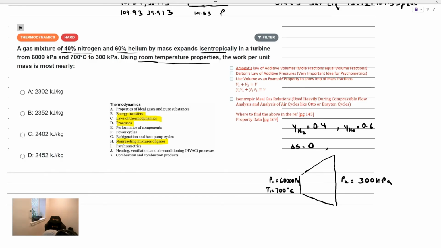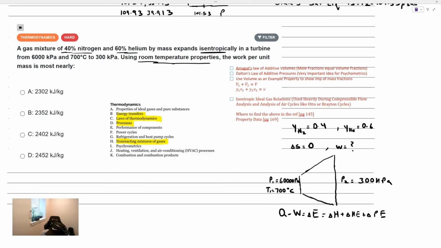That is just lowercase w here, and that's what we're looking for. We know that fundamentally, if we're looking for a work term, we want to really focus in on that first law of thermodynamics. And this is for an open system. For an open system, we know that the change in energy term is replaced by a change in enthalpy plus a change in kinetic plus a change in potential.